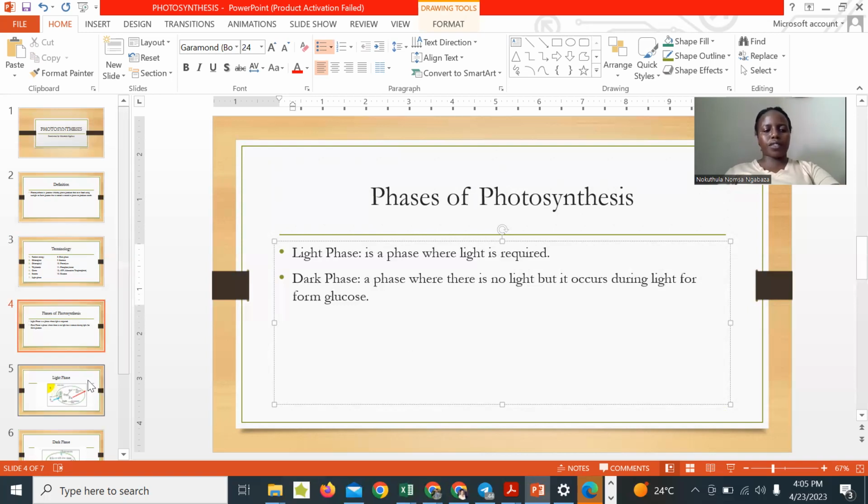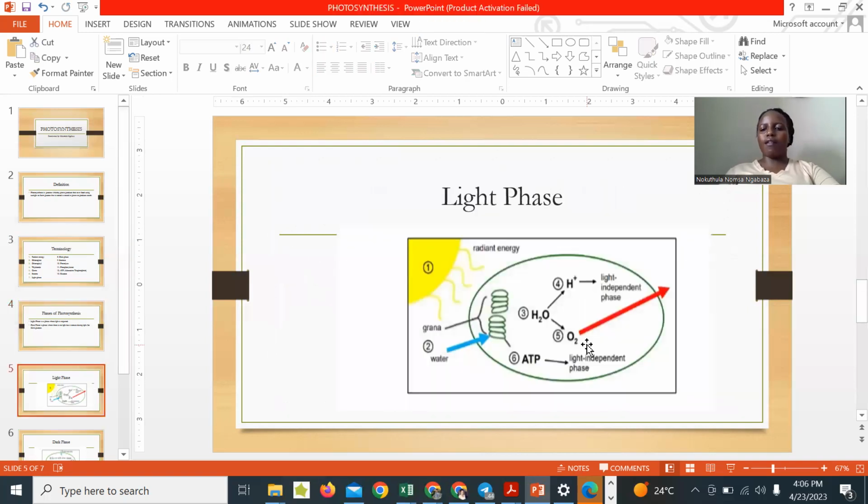So the next slide, guys, is where you have the process of the light phase, and it's very important for you to know what happens during the light phase. So you have your number 1, 2, 3, 4, 5, and 6. As I'm explaining, I'm going to be using the numbers, and it's very important for each and every one of you to know what each stage stands for, what it does, and what its function is. So we have your number 1 there, which is known as your radiant energy, as already indicated there. That is your sun, right?